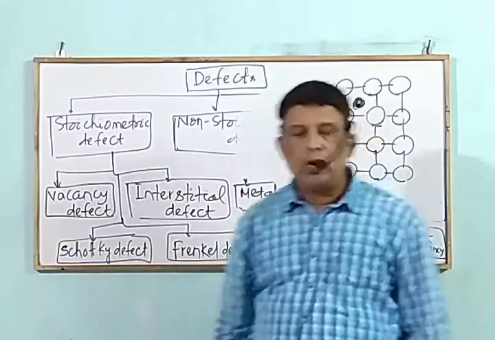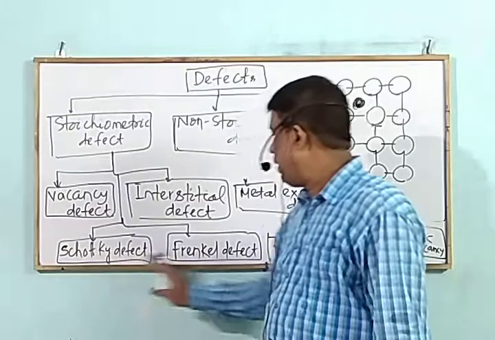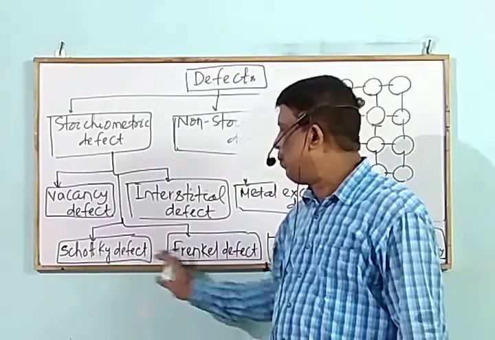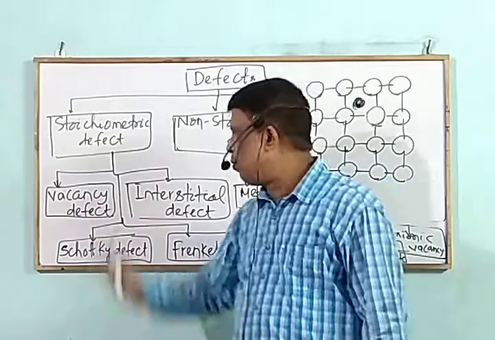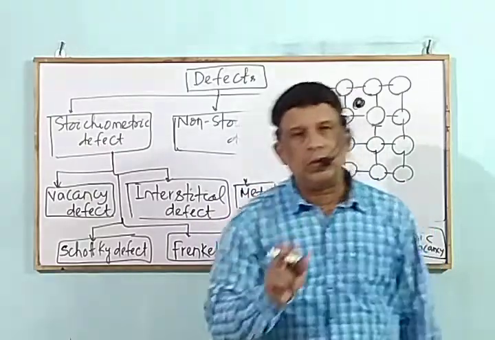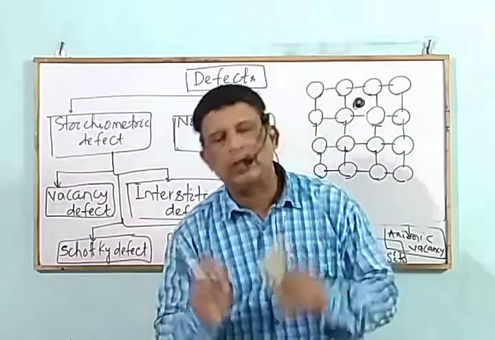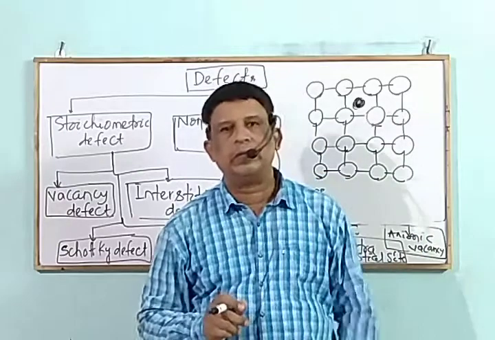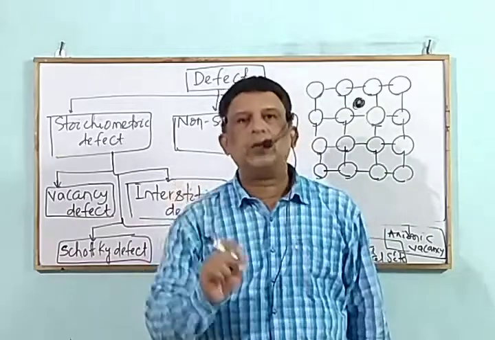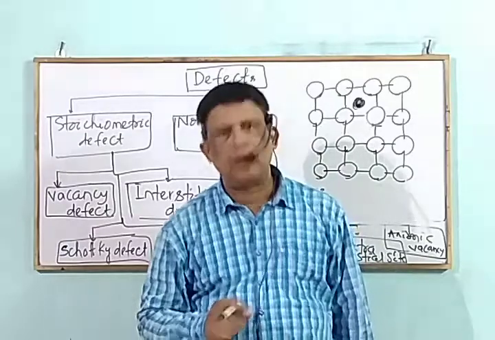Next, for the ionic solid, for the ionic crystal, again this stoichiometric defect is of two types. One is Schottky defect, one is Frankel defect. Before going to the Schottky defect and Frankel defect, I come to point one, that is vacancy defect. Why is it a vacancy? It is due to the heat absorbed by the crystal from the surrounding. The most important thing is that this defect arises due to the heat absorbed by the crystal from the surrounding.